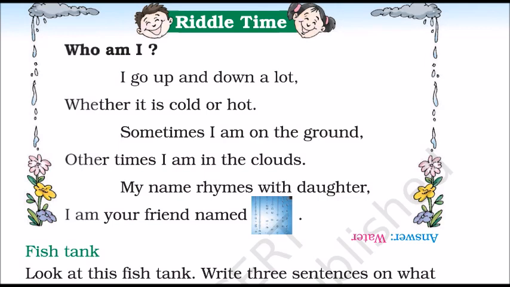I go up and down a lot, whether it is cold or hot. Sometimes I am on the ground, other times I am in the clouds. My name rhymes with daughter. I am your friend named. Come on, tell me, what is it?